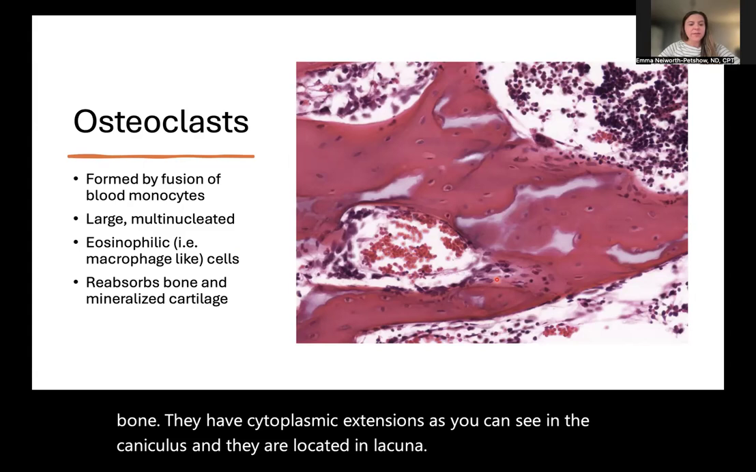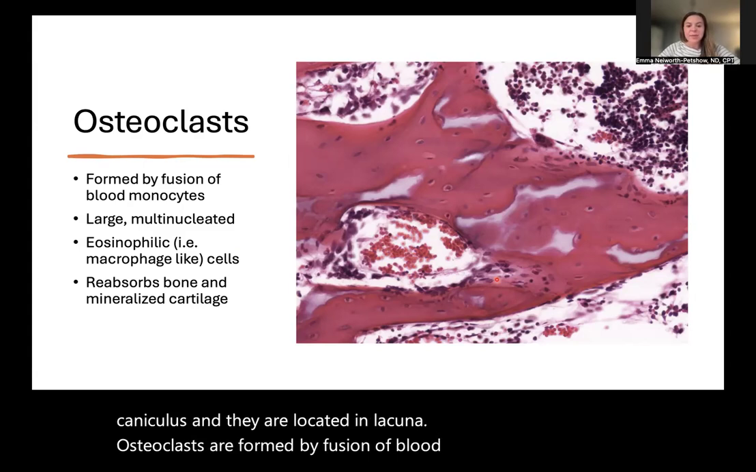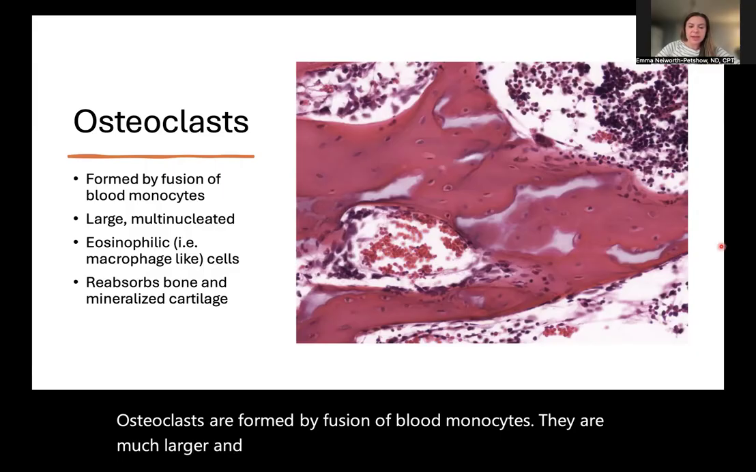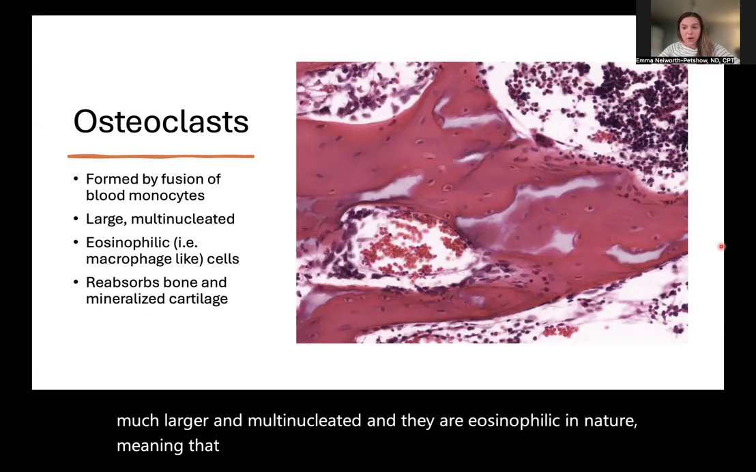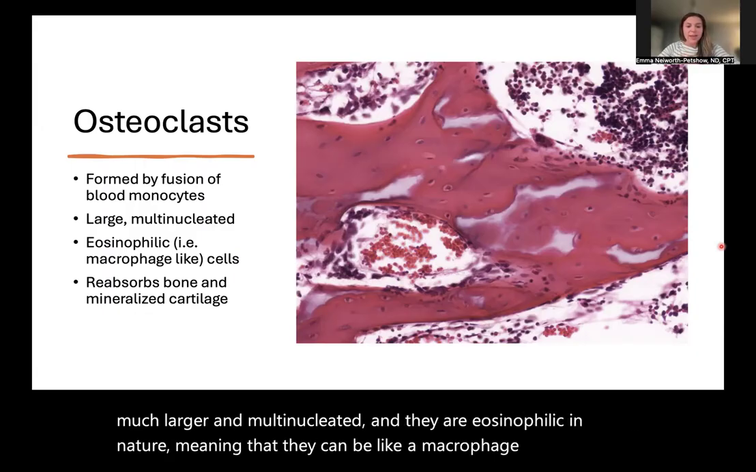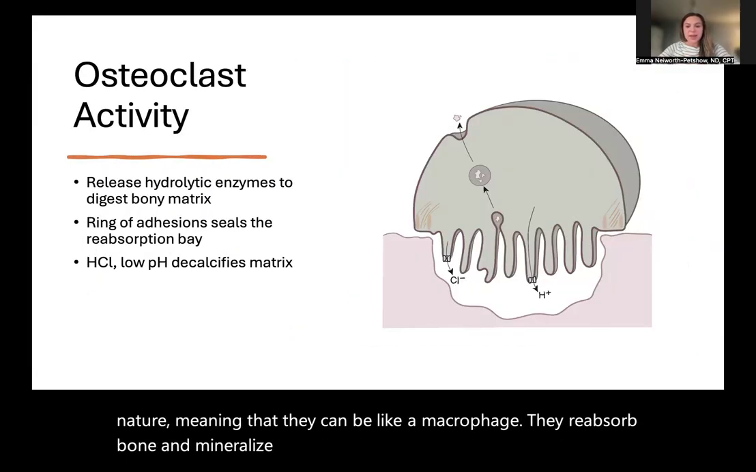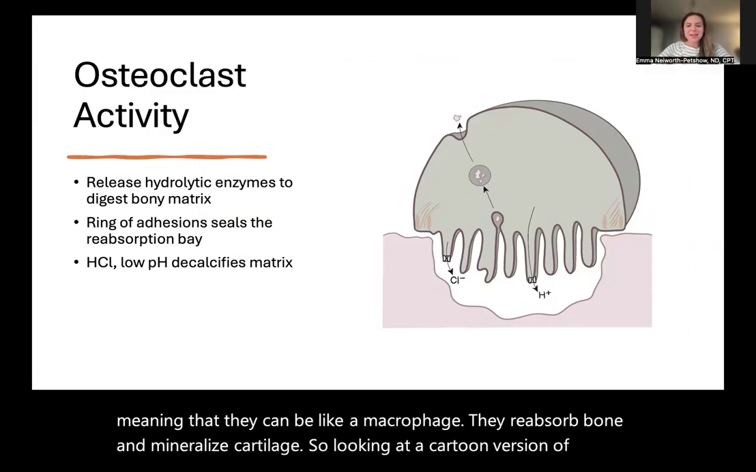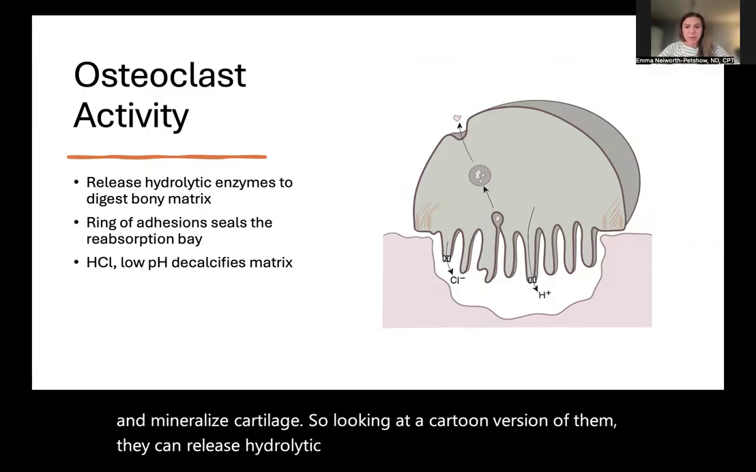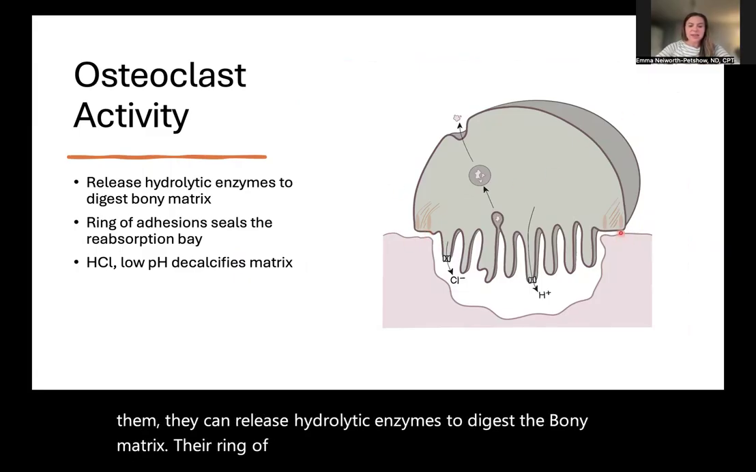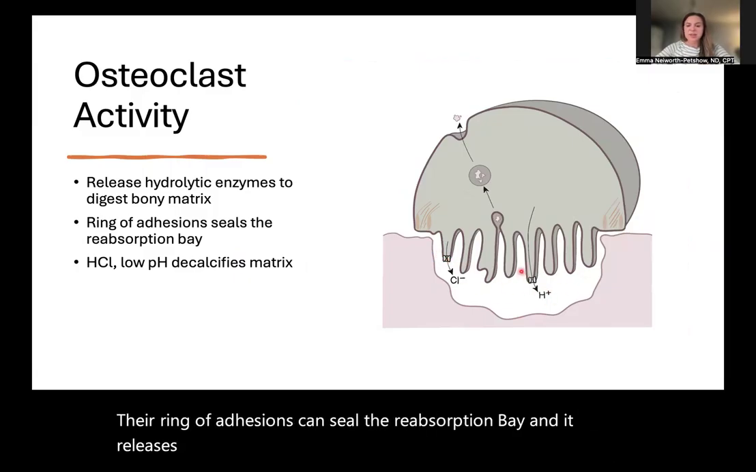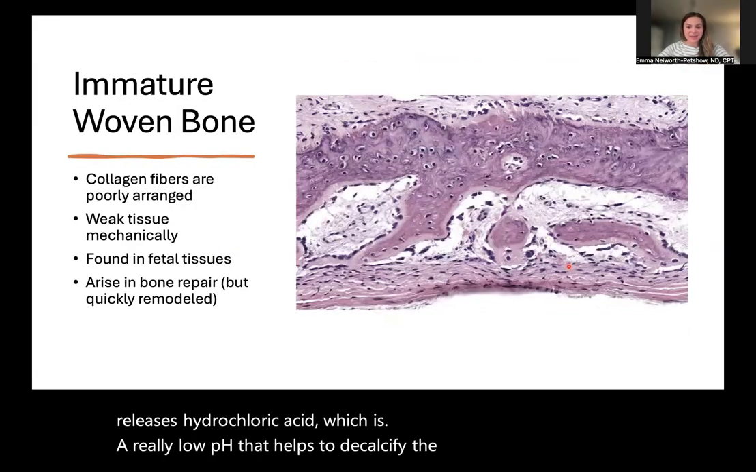Osteoclasts are formed by fusion of blood monocytes. They are much larger and multinucleated, and they are eosinophilic in nature, meaning that they can be like a macrophage. They reabsorb bone and mineralized cartilage. So, looking at a cartoon version of them, they can release hydrolytic enzymes to digest the bony matrix. Their ring of adhesions can seal the reabsorption bay, and it releases hydrochloric acid, which is a really low pH that helps to decalcify the matrix beneath.